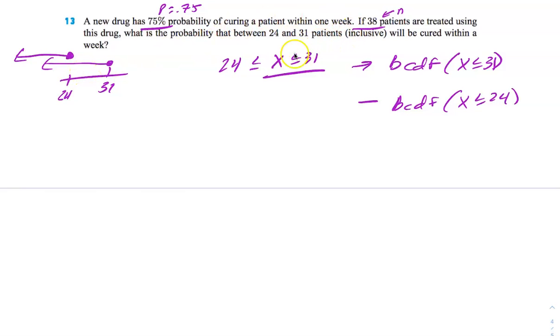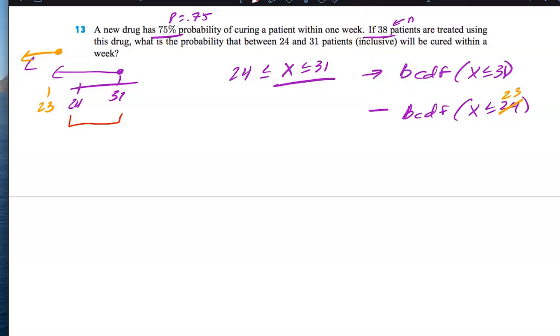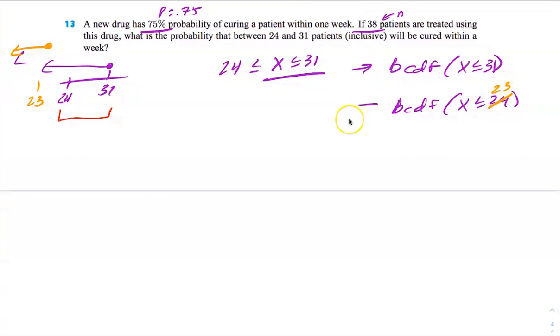One problem. We want inclusive. If I subtract this off, I lose 24. So what I'm actually going to do is 23. So again, I want to keep 24. So I'm going to do 23 instead. So when you subtract off 31 minus 23, you do this guy minus this guy. What are you left with? Well, you're left with this guy. So that's to me the trick to this one. It's a little funky because it said inclusive, but that's the trick.